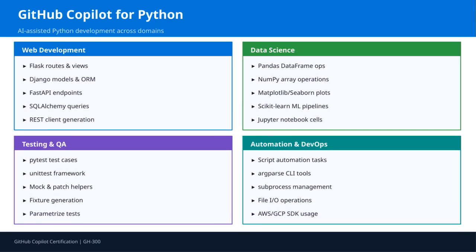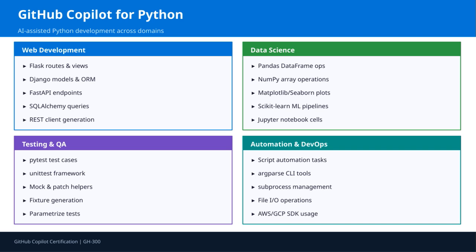Now, let's dive into how GitHub Copilot enhances Python development across various domains. Starting with web development, Copilot can help you quickly create Flask routes and views, define Django models and work with its ORM, build FastAPI endpoints, write efficient SQLAlchemy queries, and even generate REST clients. This significantly speeds up backend and API development. In data science, Copilot supports common tasks like manipulating pandas data frames, performing NumPy array operations, and creating visualizations using Matplotlib or Seaborn.